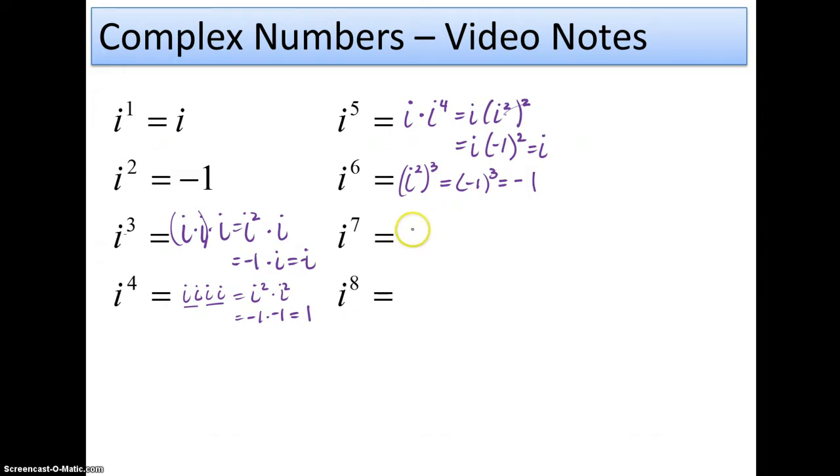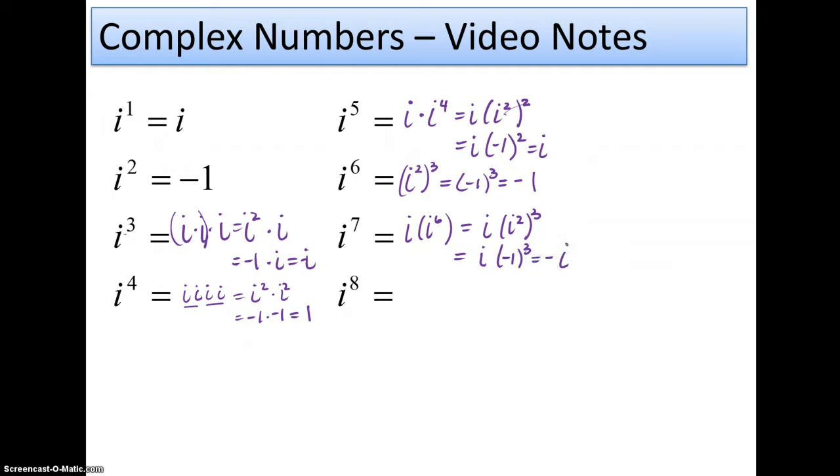Alright, let's try it again. I have an odd power this time, so I have i times i to the 6th. And I'm going to rewrite that as i times i squared cubed. So i times negative 1 cubed. Well, negative 1 to an odd power gives me negative i.